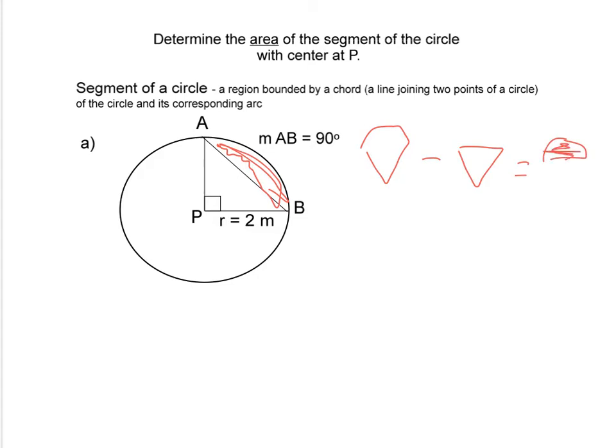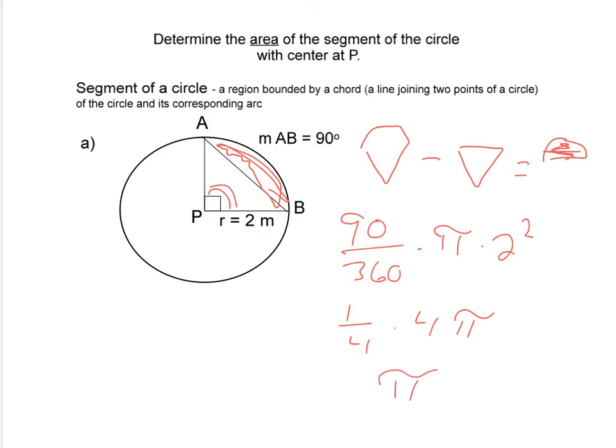So for the area of the sector, I have a measure of 90. So that's 90 divided by 360 times the area of the circle, pi r squared, so that's pi times 2 squared. So the area of my sector now is going to be 1/4 times 2 squared, which is 4 pi. 1/4 times 4 is pi. So the area of my sector, that's this whole piece right here in red, is going to be 1 pi.